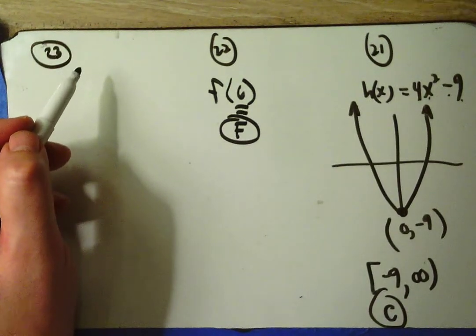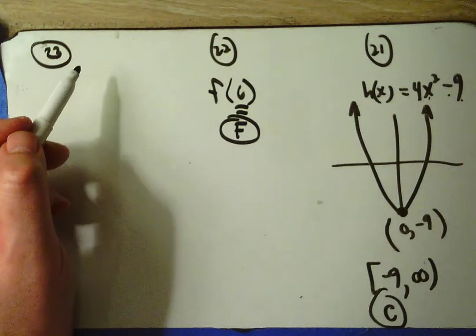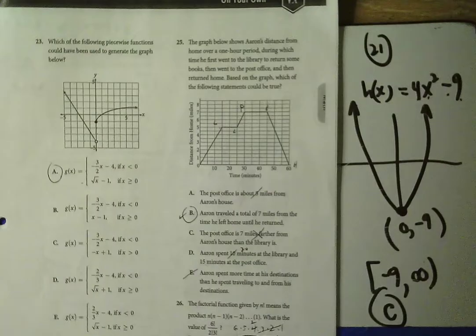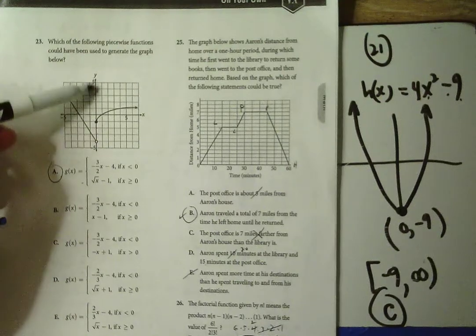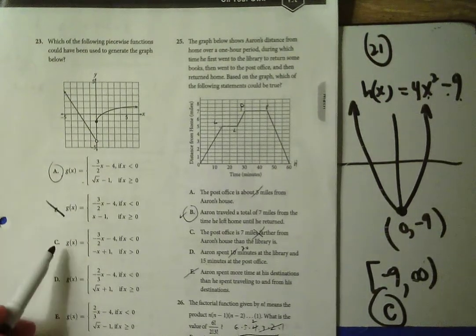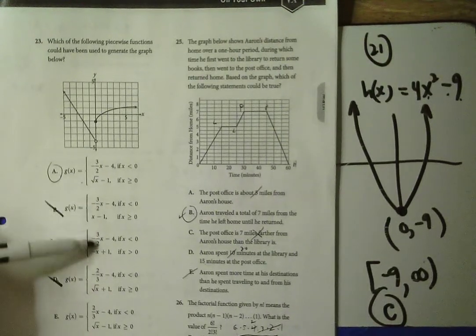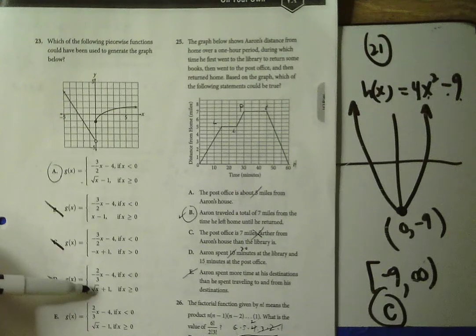Which of the following could generate the piecewise function below? Well, I notice there's a square root graph shifted down 1. I see square root of x shifted down 1. That means this goes away, this goes away, this goes away, because none of these have a square root of x shifted down 1 function. I've only got this one or this one.